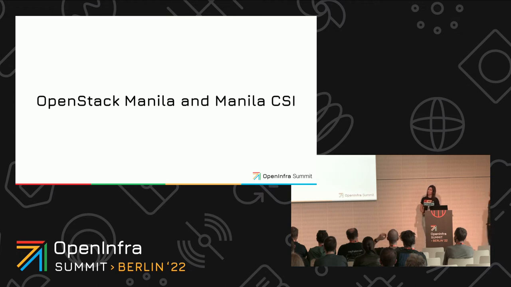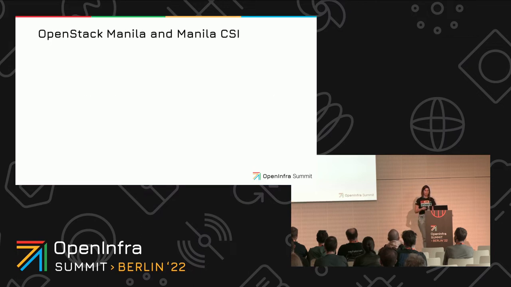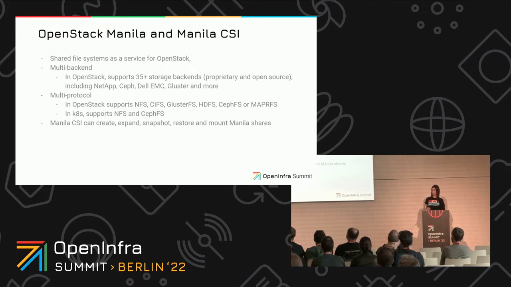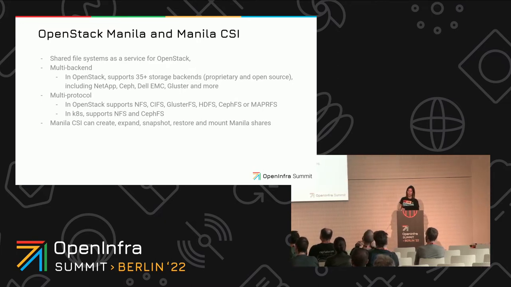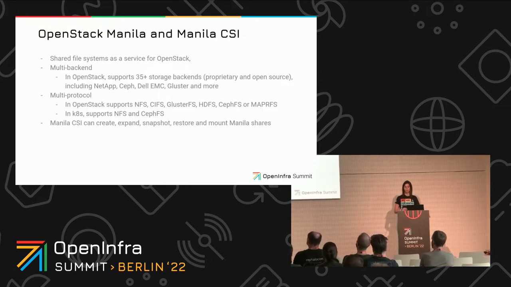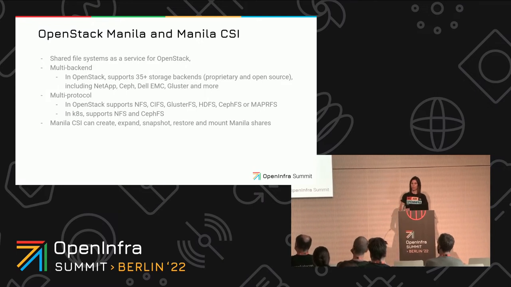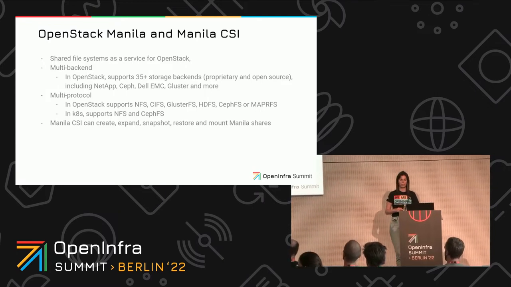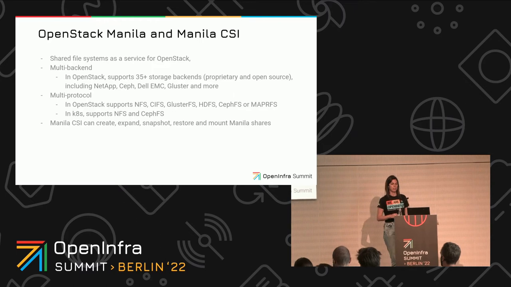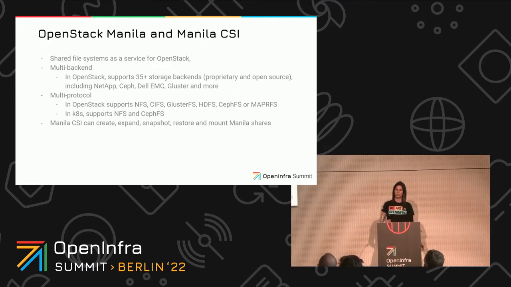All right, so now we are going to quickly cover OpenStack Manila, if you're not familiar with it, and compare that with Manila CSI. So let's take a quick moment to introduce Manila. Manila is the shared file system as a service for OpenStack. It has support for more than 30 backends, both proprietary and open source. Some examples that we can mention are NetApp, CephFS, Dell EMC, Gluster, among others. And it also has support for multiple protocols, such as NFS, CIFS, GlusterFS, HDFS, CephFS, and more.